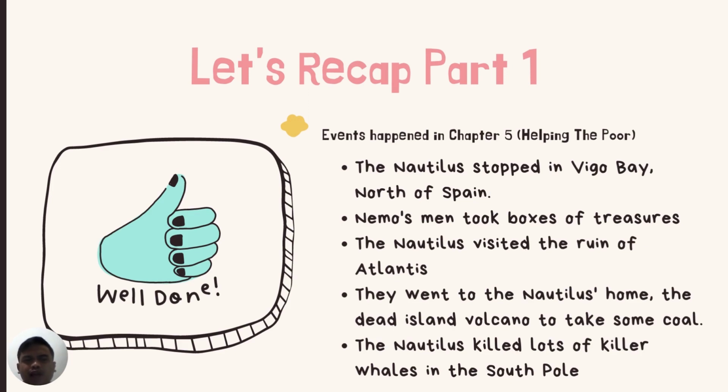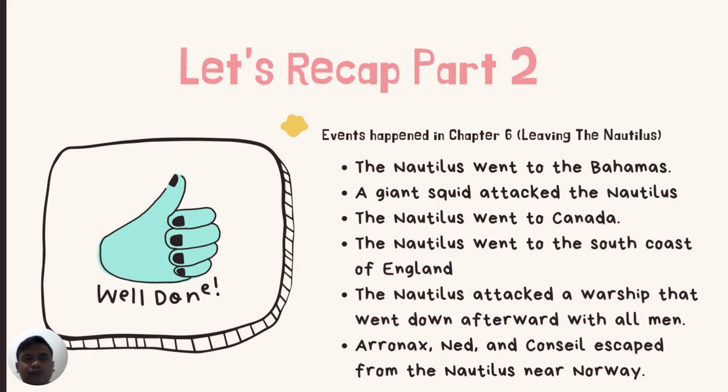Okay. And then after they visited the ruins of Atlantis, they went to the Nautilus's home, the dead island volcano. They were there to take some coal for the submarine, of course, for the Nautilus. And then the last event that I noted is that the Nautilus killed lots of killer whales in the South Pacific. I think you should read it to know what happened in detail. So let's move on to my recap for part 2, chapter 6.